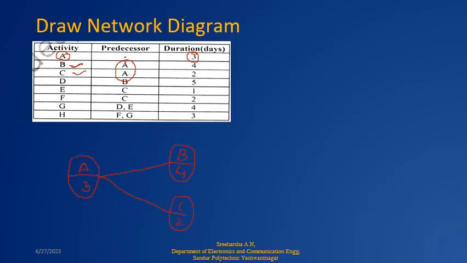Now what have we done? We have drawn A, B and C. After B, what is the next activity shown here? B is the previous activity. After B, it is D. After B activity, it is D activity. So I am writing this.